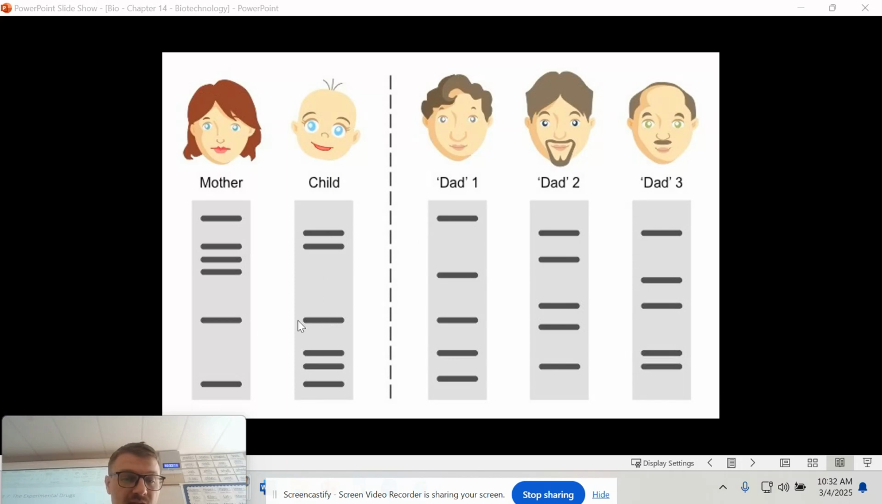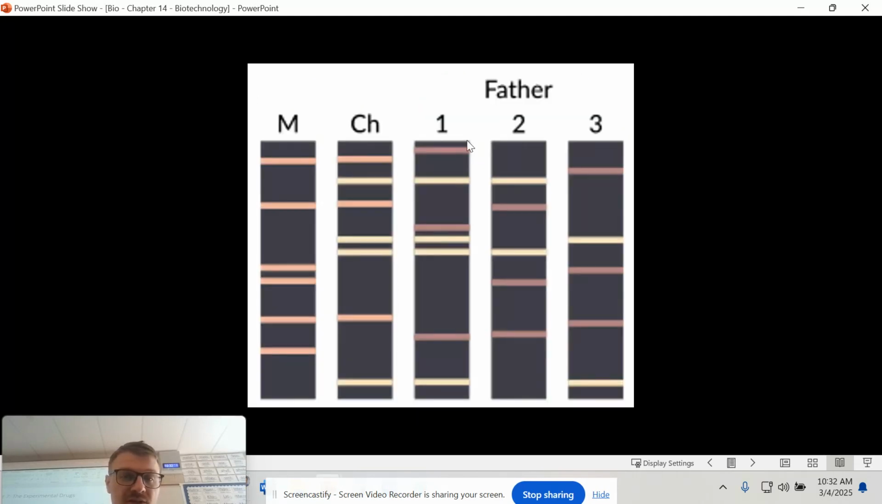So we look down here. This one comes from mom. This one comes from dad. Again, we already ruled out dad 1. Now this one rules out dad 2. This means dad 3 is this child's real father. If we do another one, we can again see the mother's fragments. We can see the father's fragments here. This means that father 1 is the true father here, not father 2 or father 3.